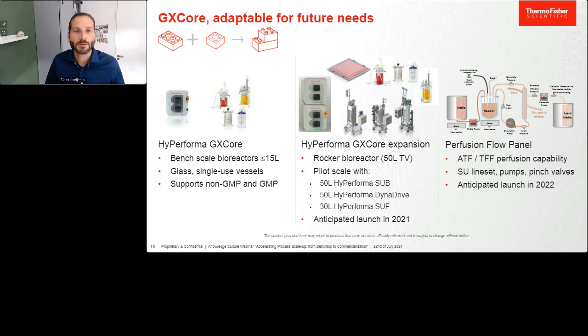Additionally, other expansion packs will become available to facilitate high-demanding processes like perfusion. This can be done with the basic GX Core also, but there is a higher demand for more control on your perfusion process at bench scale size, which is available currently. With the perfusion flow panel, you can have line sets with pressure sensors for inlet, retentate, and permeate to monitor your ATF or TFF performance, or flow meters to control the media flow very accurately. All these capabilities will be available with the perfusion flow panel.